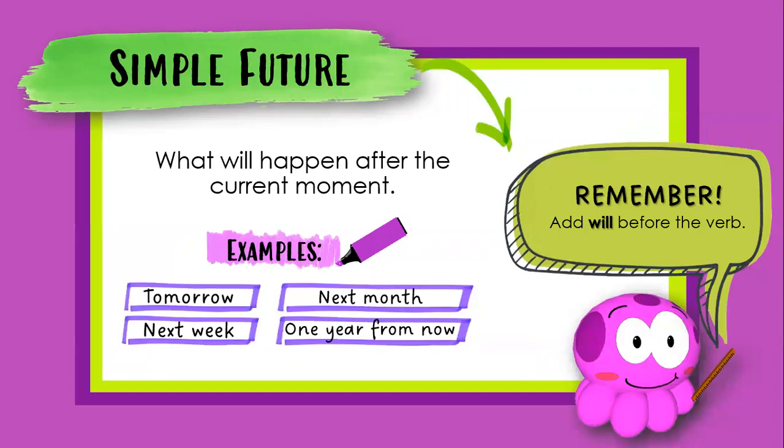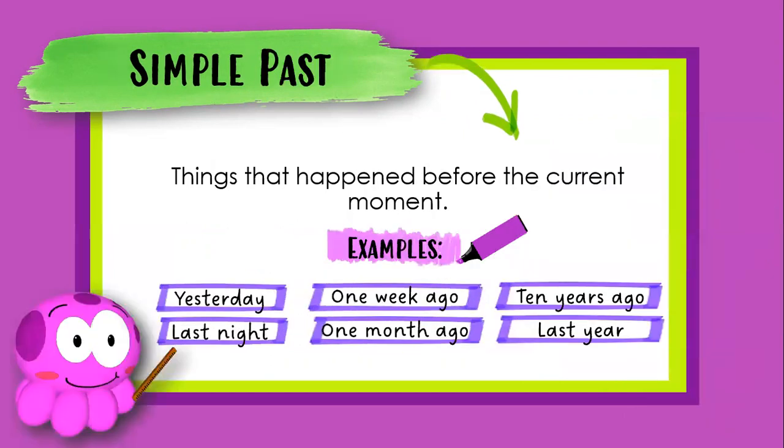And let's remember, we are going to use the word will before the verb to make this into a future tense. I will eat spaghetti tomorrow. I will play with my cousin on Thursday. I will graduate in three years. Okay, so the future, we are going to use the word will before the verb to make it into the future tense. Let's go ahead and take a look at the past tense.